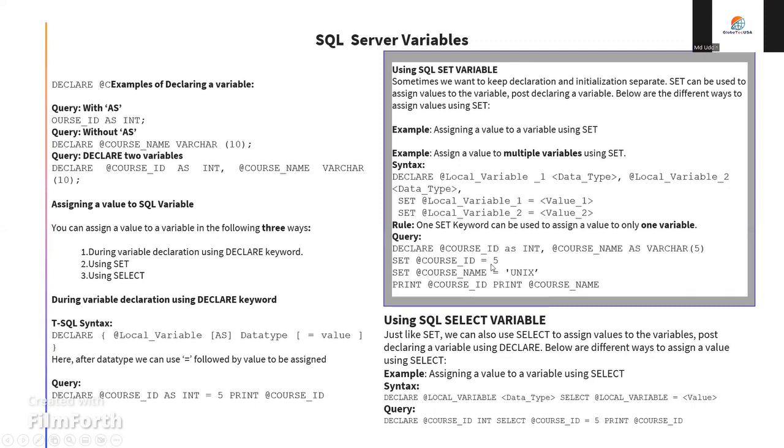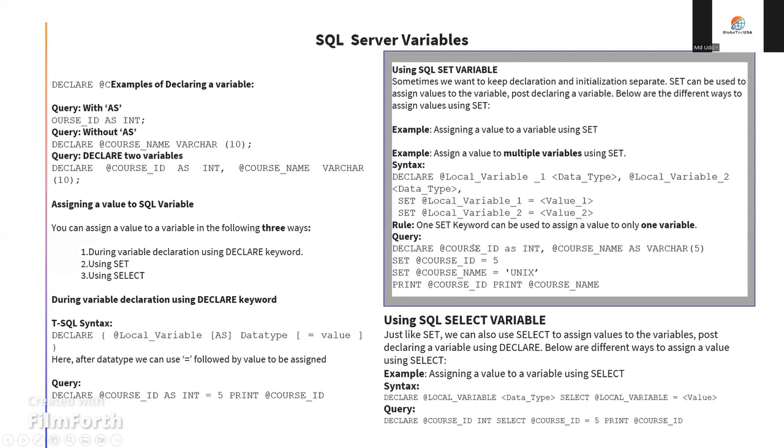So it should be any integer number. I can put 1, 2, 3, 10, whatever it is, but it should be an integer. And here set course name as a varchar, so any character. Any character within the string I put. Now I print course ID and print course name. So it's going to print 5 and it's going to print Unix. 5 Unix, right? That's how my output will be.